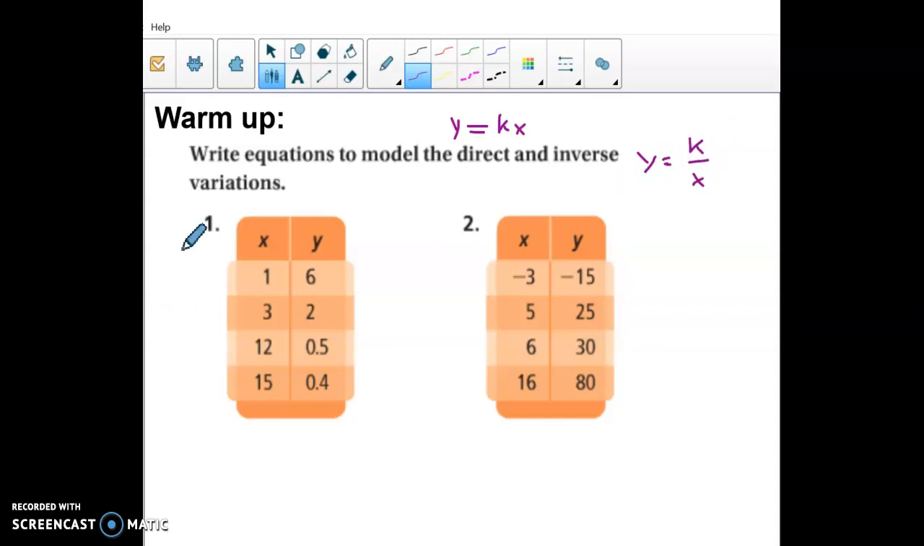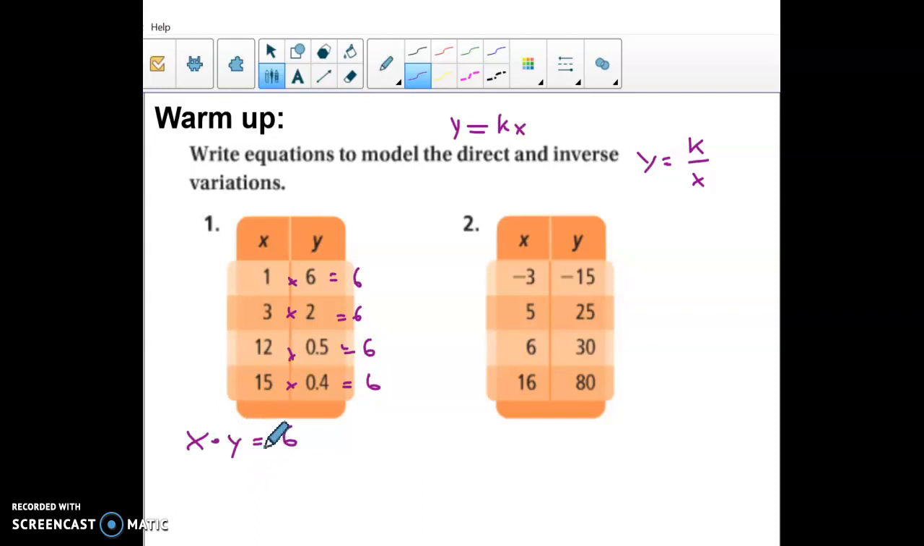So pause the video and see if you remember how to figure this out. Okay, so the trick for figuring it out is I always start by multiplying x and y and see if that comes out as the same. So here I get 6, 6, 6, and then 0.4 times 15, I believe that's 6 also. Okay, so basically we can say that x times y equals 6. And then that's like the right equation.